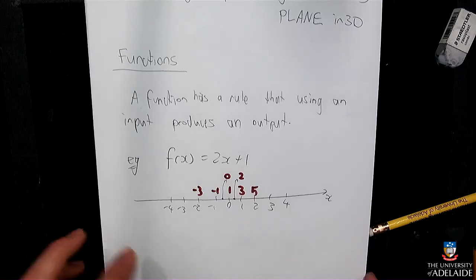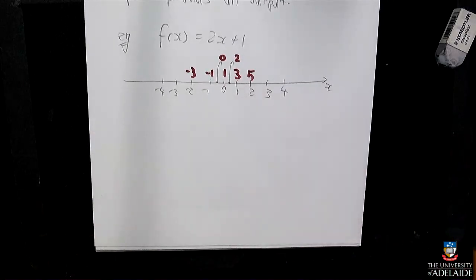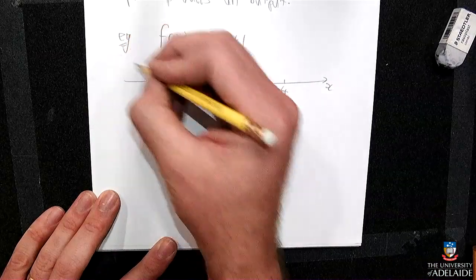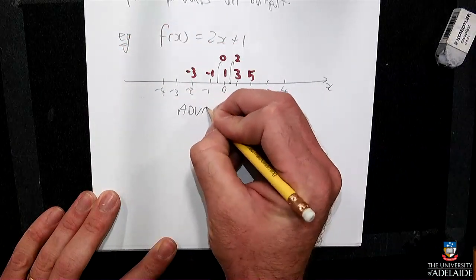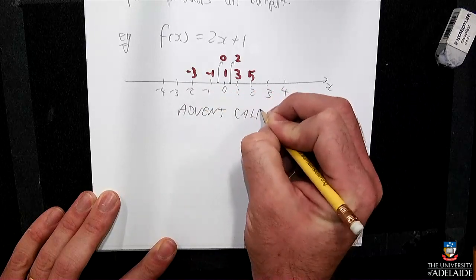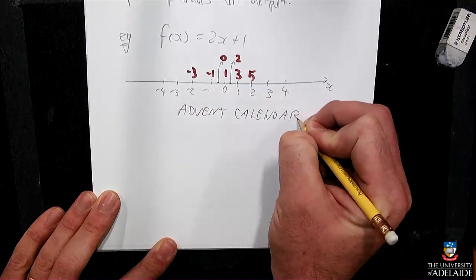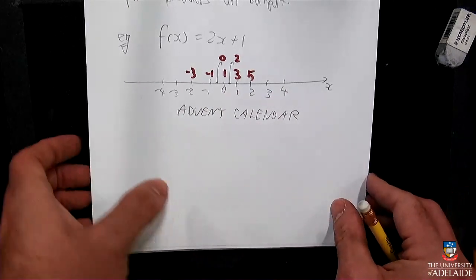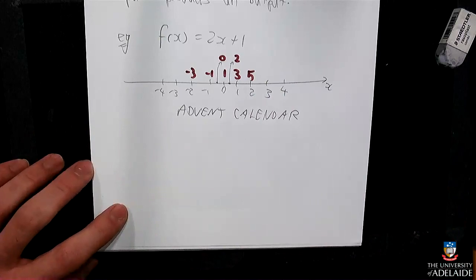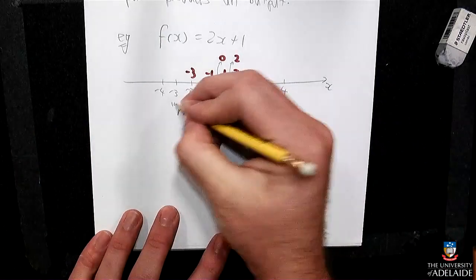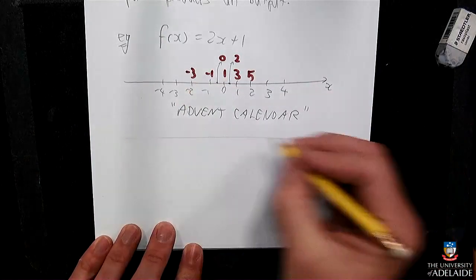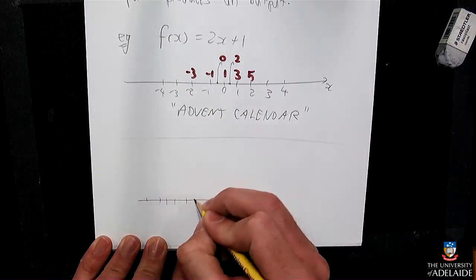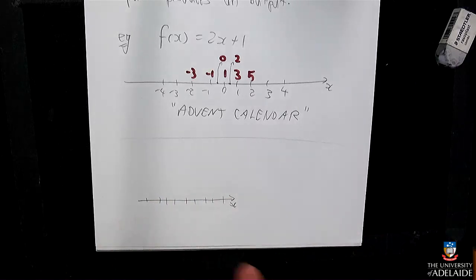Right, so the next picture of a function I have is only a little different to that. So I'm just going to write advent calendar here. Advent calendar is my metaphor for this. Okay, so my next picture is this. So here are my X things here.